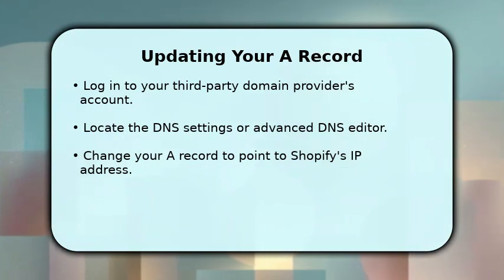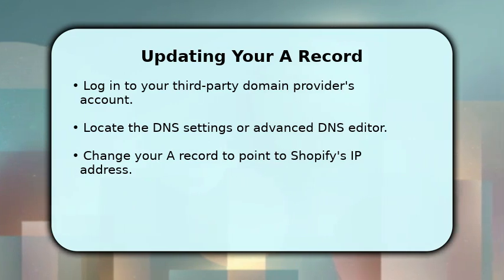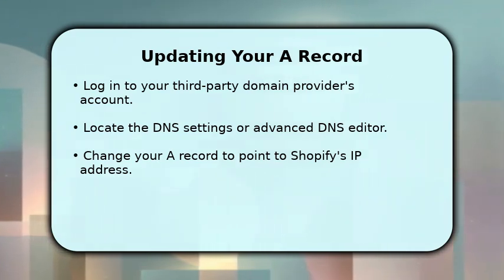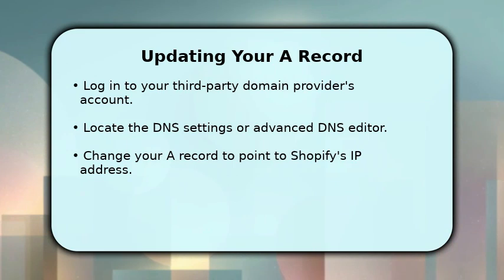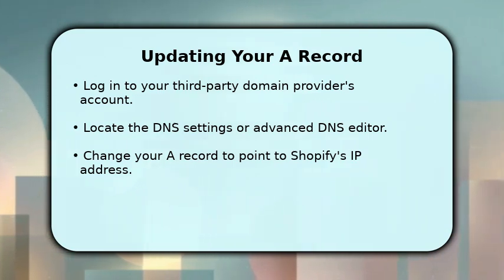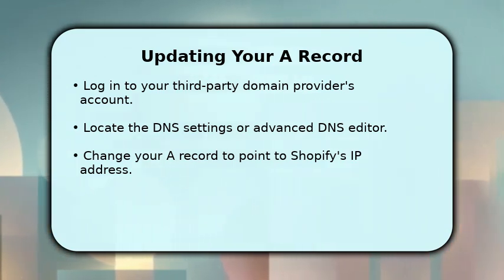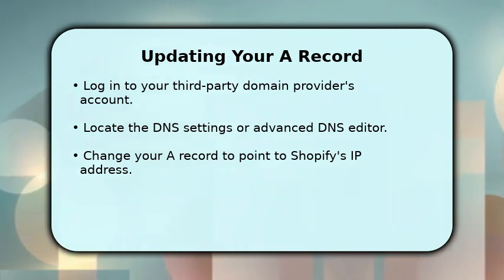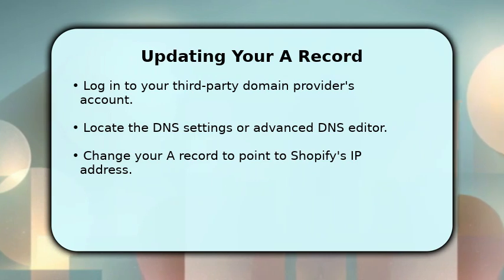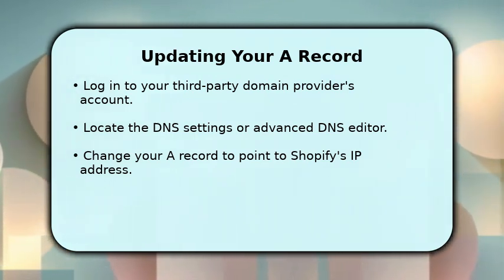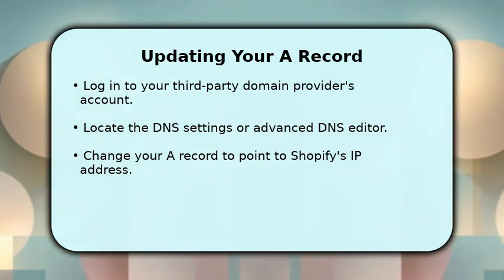Next, you'll need to update your domain's A record. Log into your domain provider's account, like GoDaddy or Namecheap, and find the DNS settings. You'll need to change the A record to point to Shopify's specific IP address, which is 23.227.38.65. This tells your domain where to find your Shopify store.